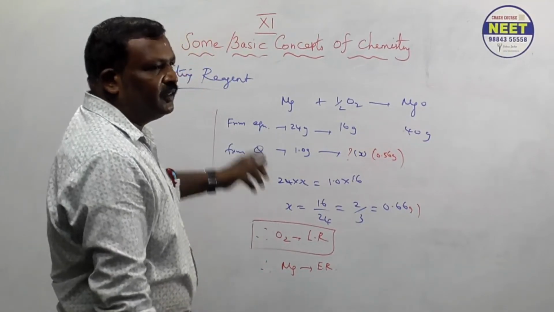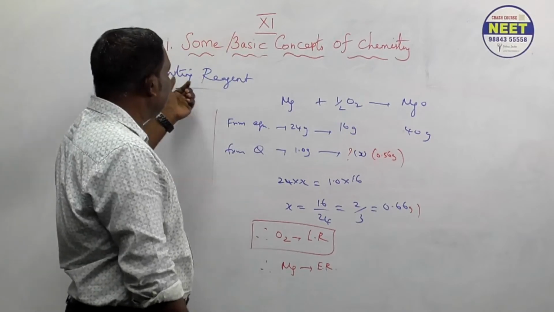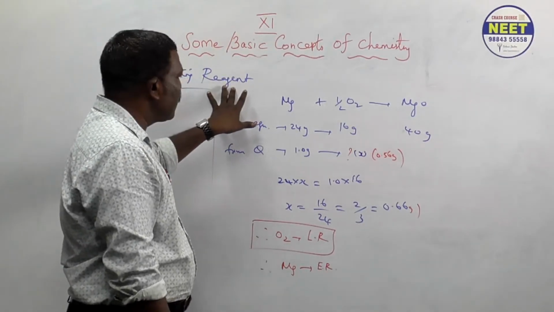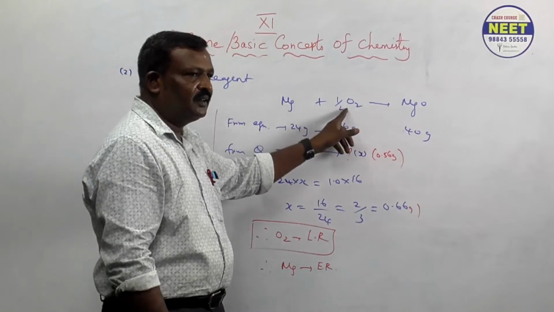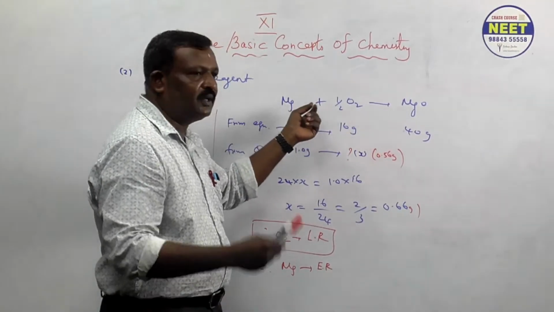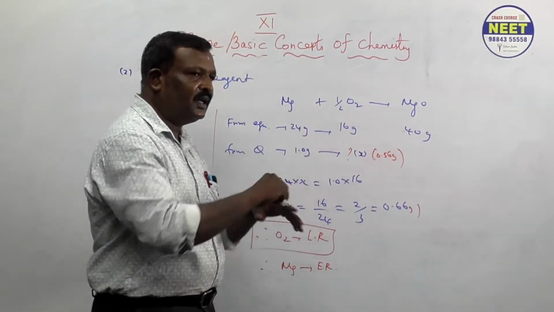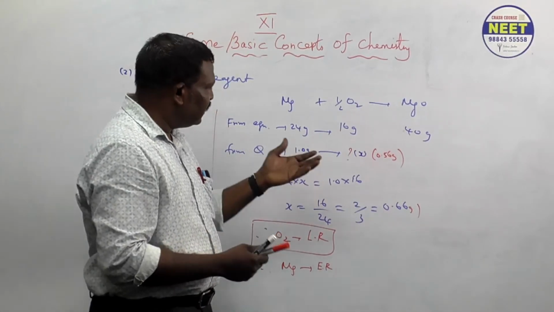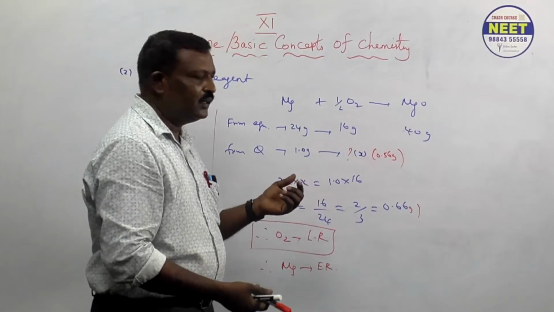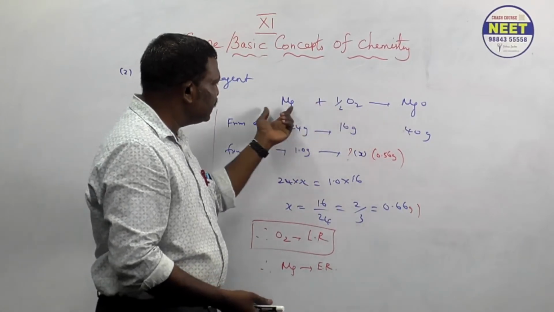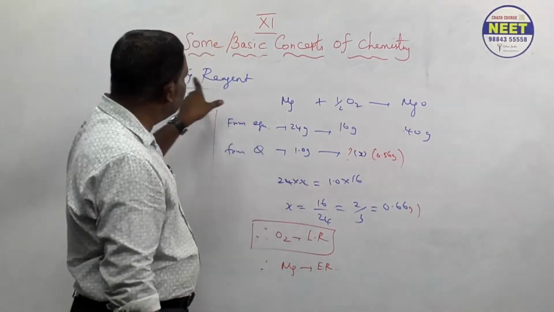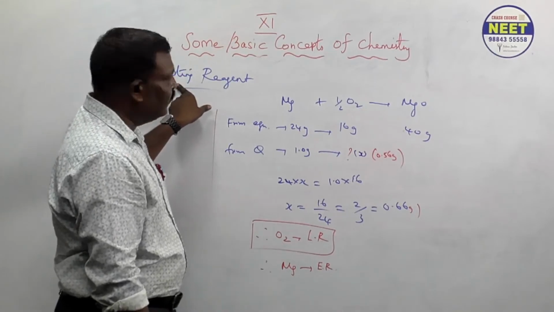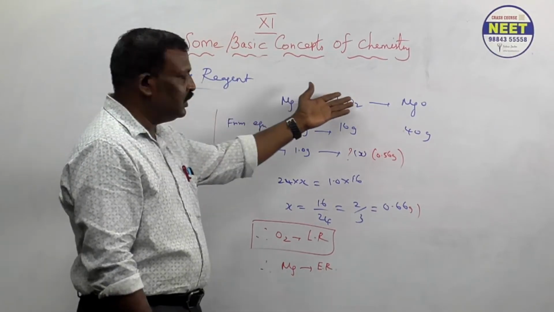This is the limiting reagent, one term we studied in 11th standard. We have two reactants. Among the two reactants, any one will be completely reacted, but we don't know which one. We have one method to find out. Among the two reactants, the one which is completely reacted is called the limiting reagent. So it may be magnesium or it may be oxygen.